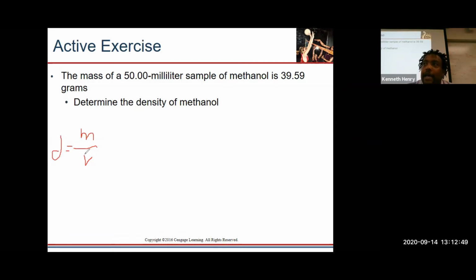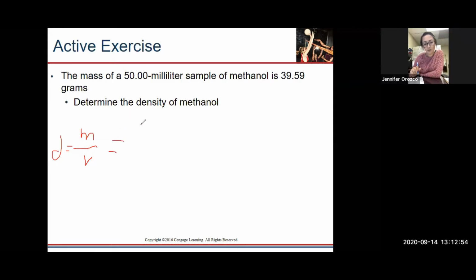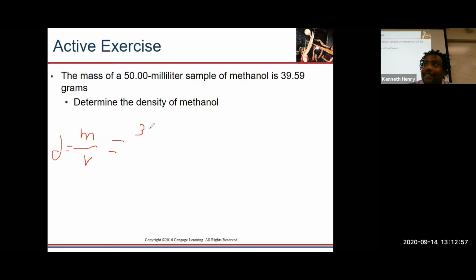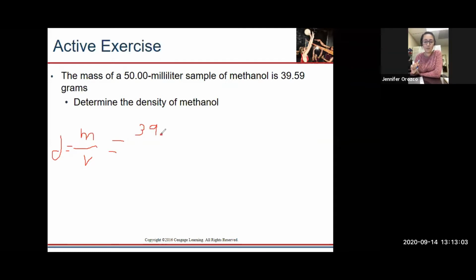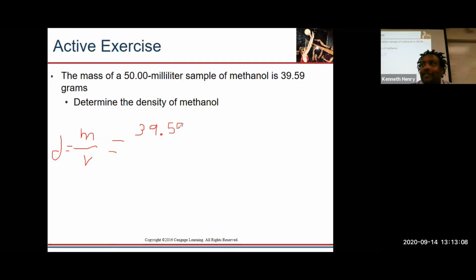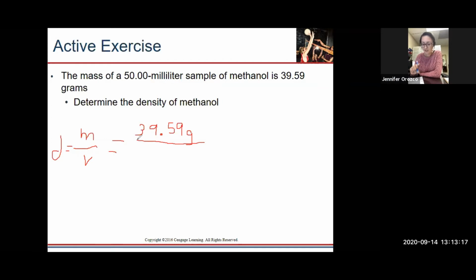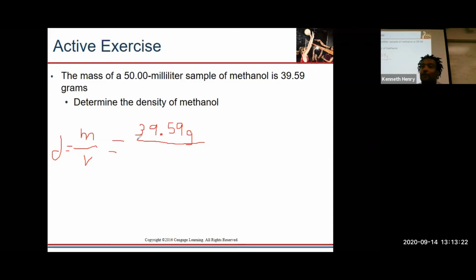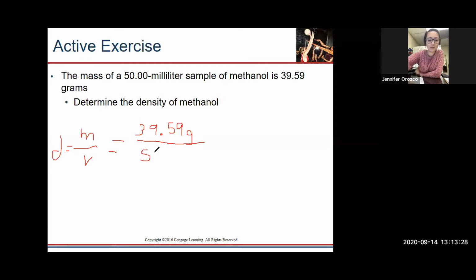So density equals mass over volume. So which one is our mass? 39.59 grams. And you knew that because? Because grams is a type of unit we use to distinguish mass. That is correct. You're like, duh. I confused myself at first. I was like, wait, I'm doing this completely wrong. And then I remembered that. Okay. And volume? Would be the 50.00 milliliters.